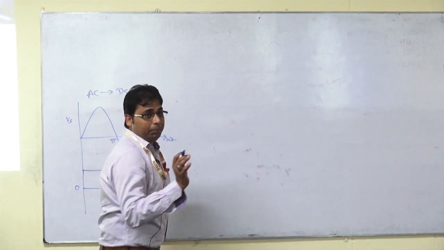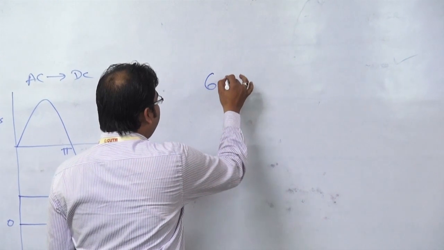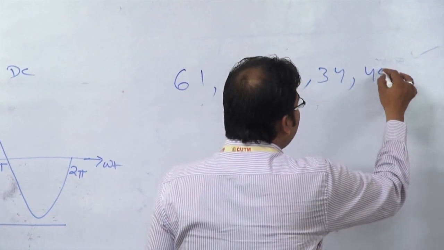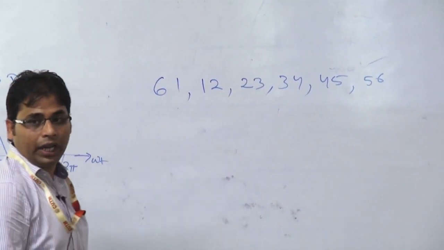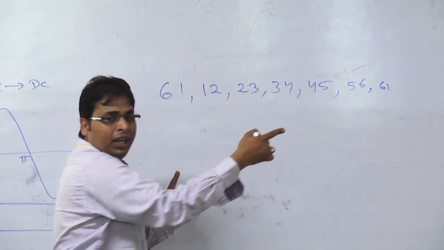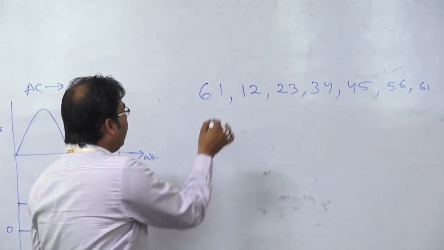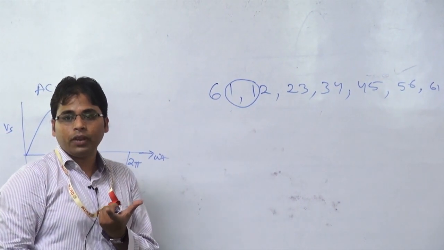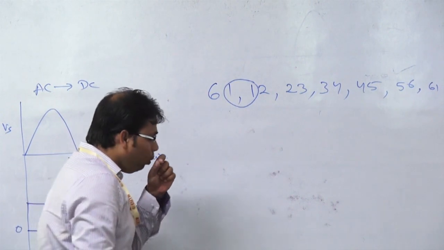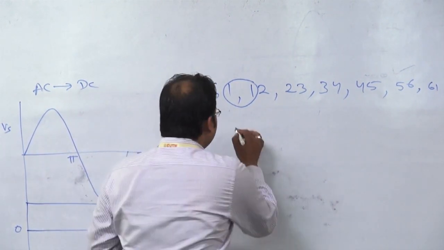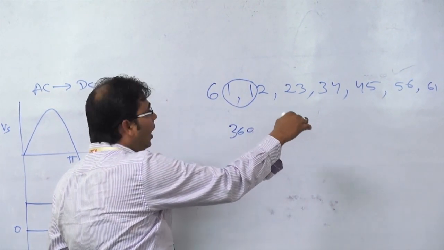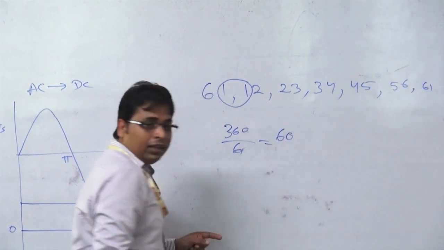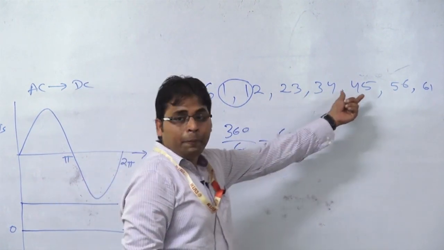This is how the conduction sequence came. Now we can write the conduction sequence: 6 1, 1 2, 2 3, 3 4, 4 5 and 5 6. Next will be again 6 1 and it will be repeated. Total duration of one input cycle is how much? 360 degree, right? How many sequences do we have? 6. So each duration will be 60 degree.